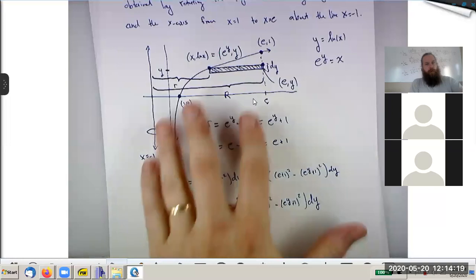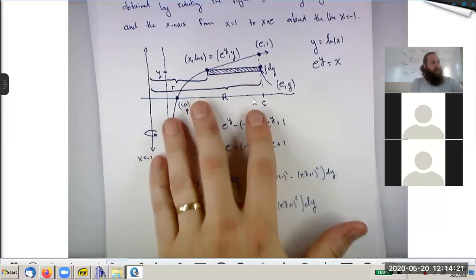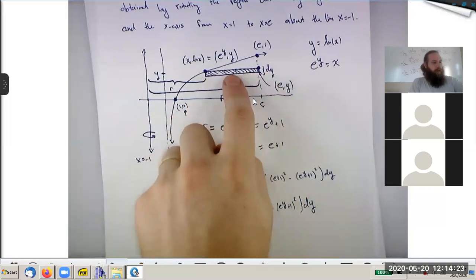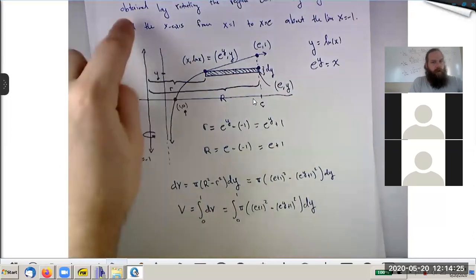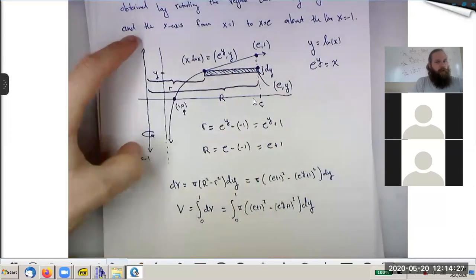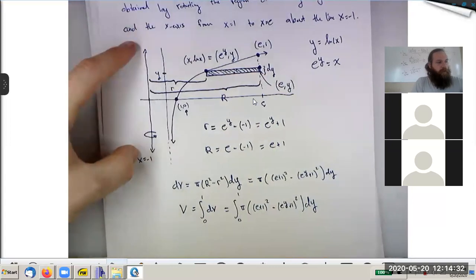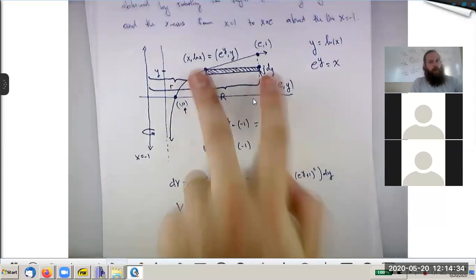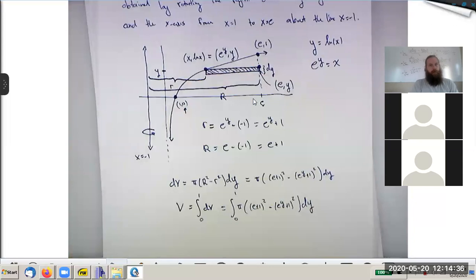So if you're using the disk washer method, like here, this strip needs to be perpendicular to the axis of rotation. So here my axis of rotation is the vertical line x equals -1. Since the axis of rotation is vertical, I know my strip needs to be horizontal. That's the big thing. So for this method, disk washer method, the strip is always perpendicular to the axis of rotation. Once you've drawn that in, you can kind of just follow your nose. So that is really the important thing to remember.